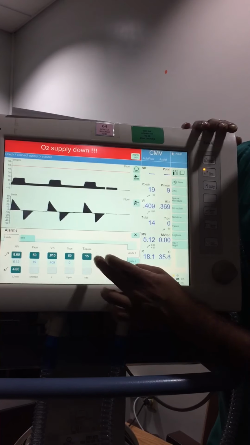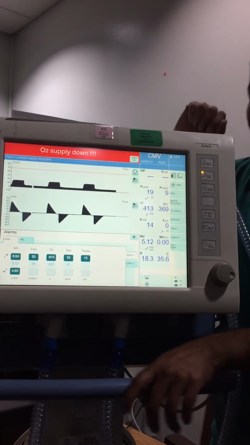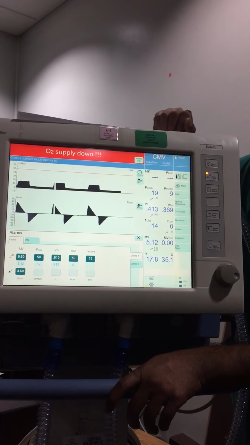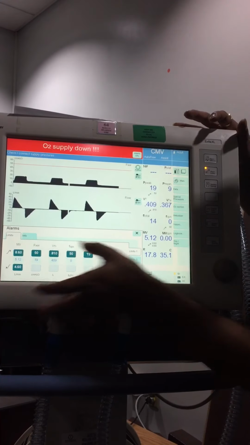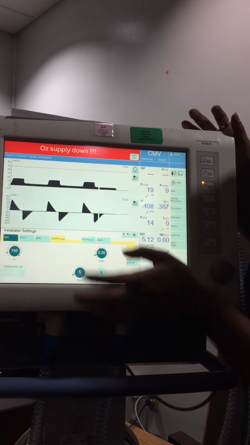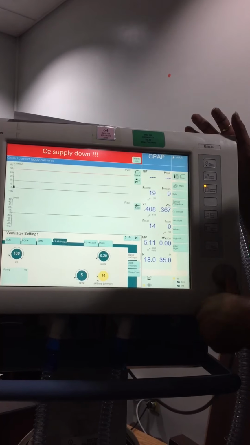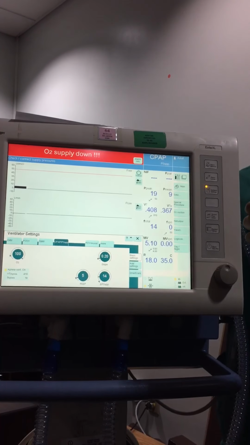And finally, apnea time. Why is the apnea time important? I told you, if a patient is on CPAP, you start to wean the patient.